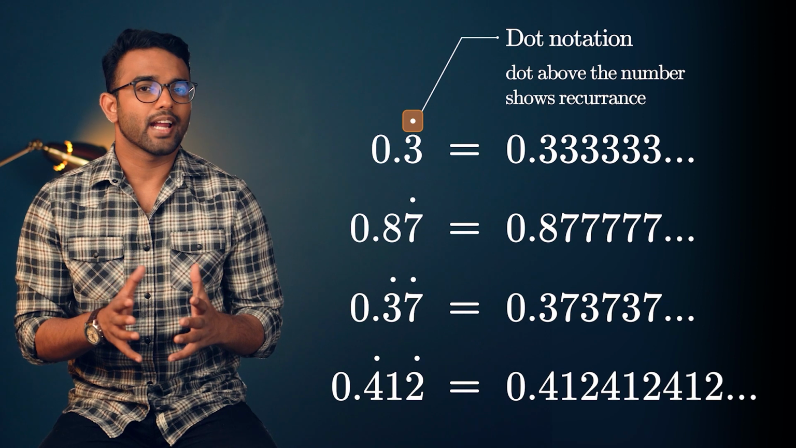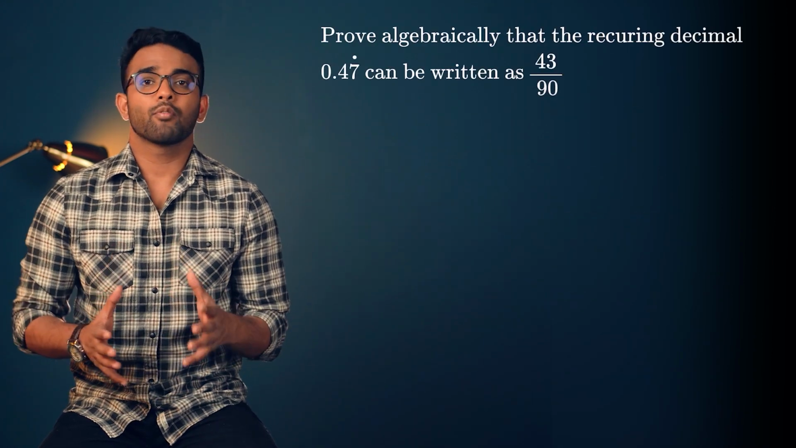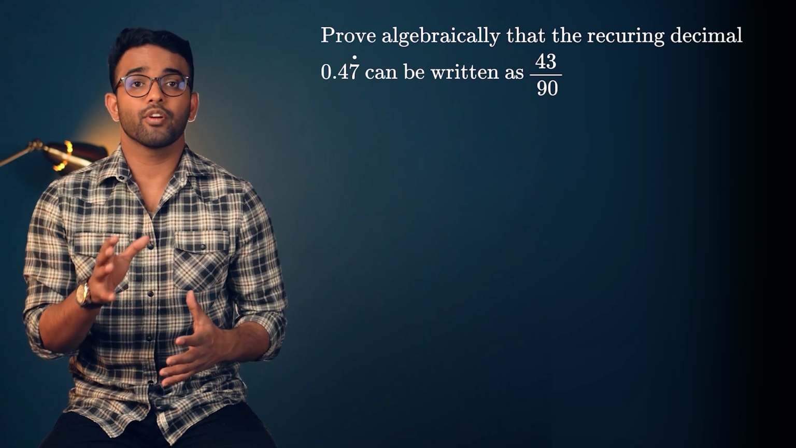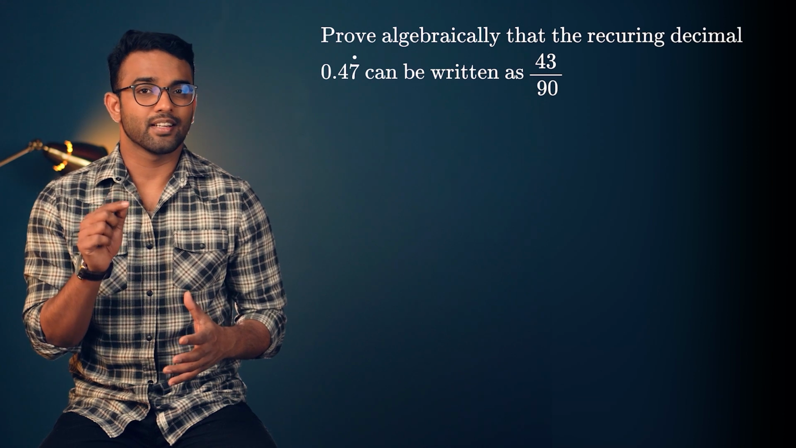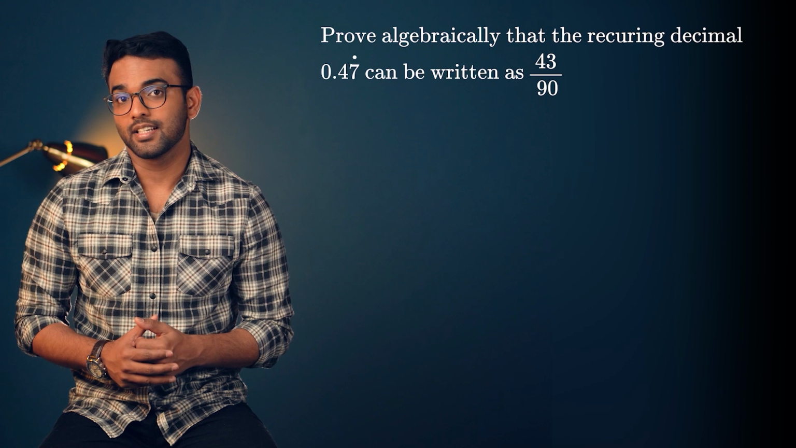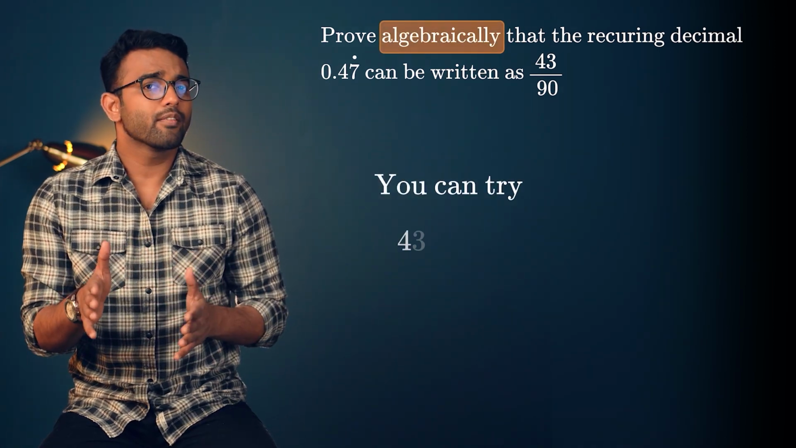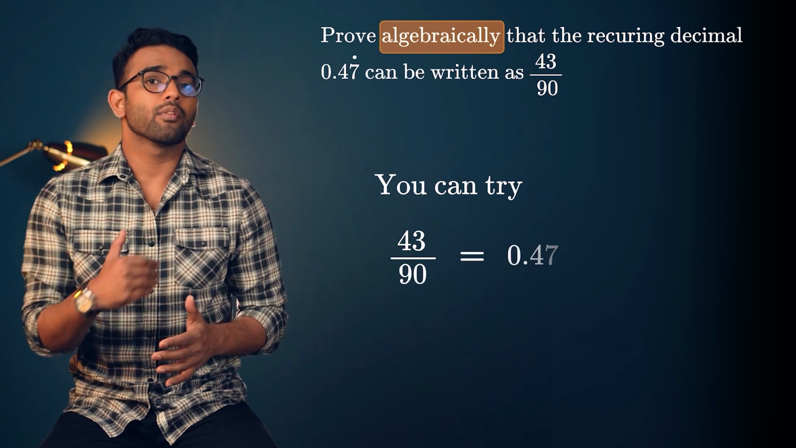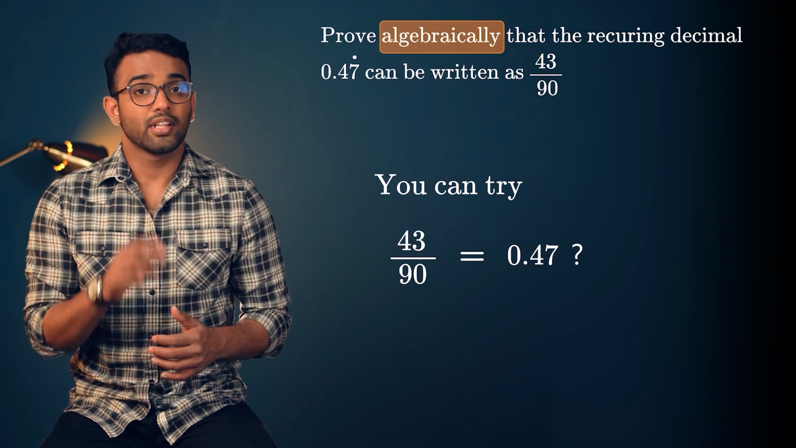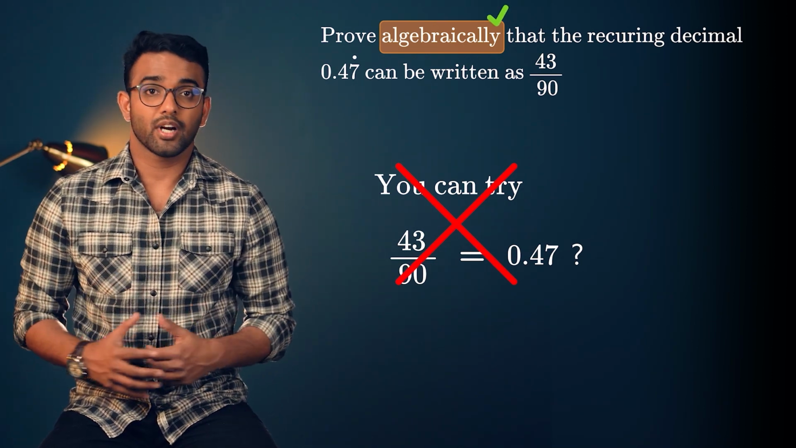So now we will look at how to convert these recurring decimals to fractions. A typical exam question will look like this. Prove algebraically that the recurring decimal 0.47, where 7 is recurring, can be written as 43 over 90. We gotta prove this algebraically. You can try to divide 43 over 90 and see if that will match the recurring decimal 0.4777. But that's not the approach we have to do here. We need to prove this algebraically.